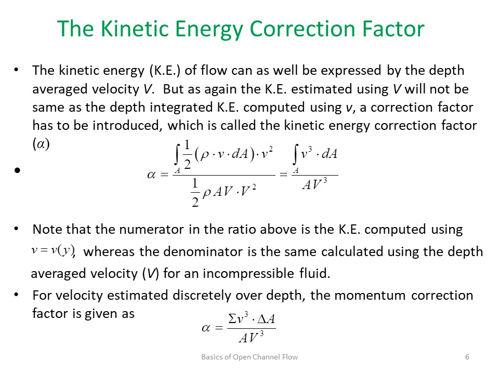Note that again, like the previous slide, if you don't have the actual velocity distribution, what you have is the velocity estimated over some discrete points over the cross section. Then the kinetic energy correction factor is given as alpha equal to summation of small v cube into delta A by capital A into capital V cube.